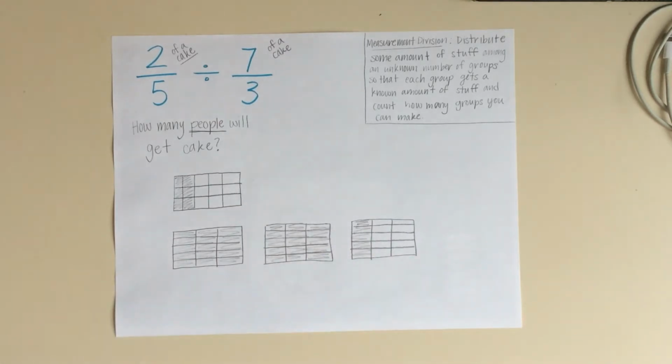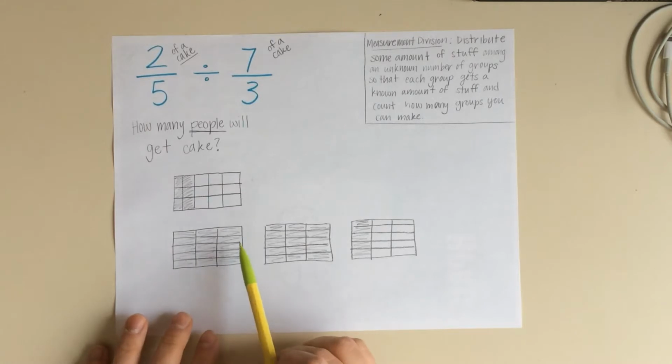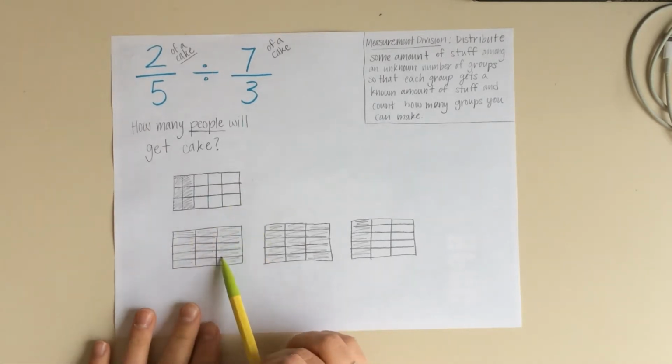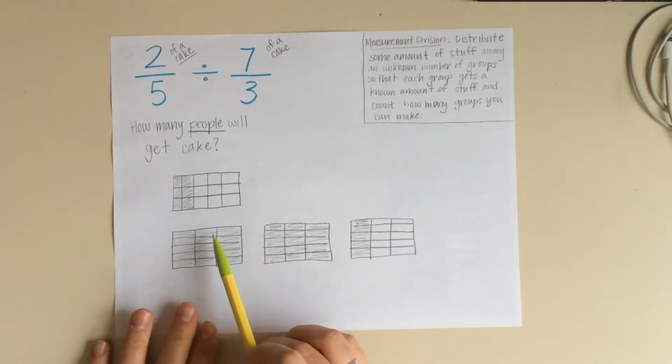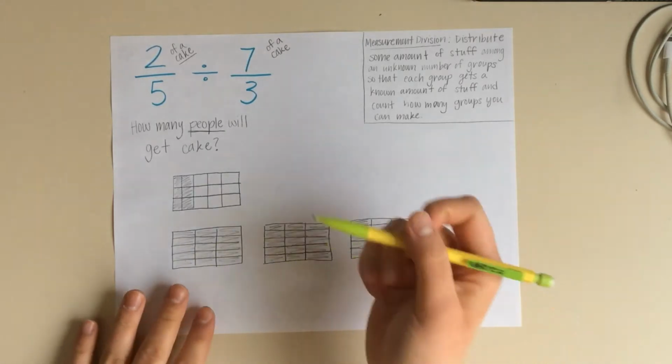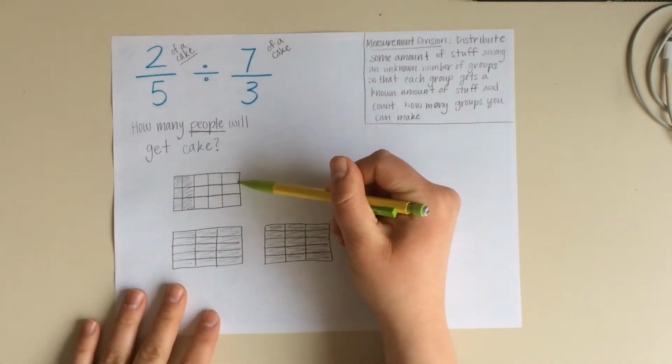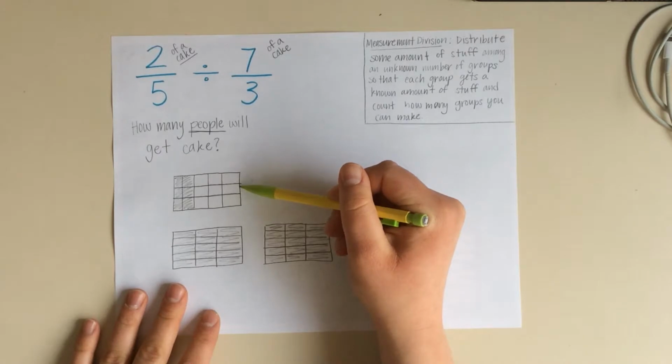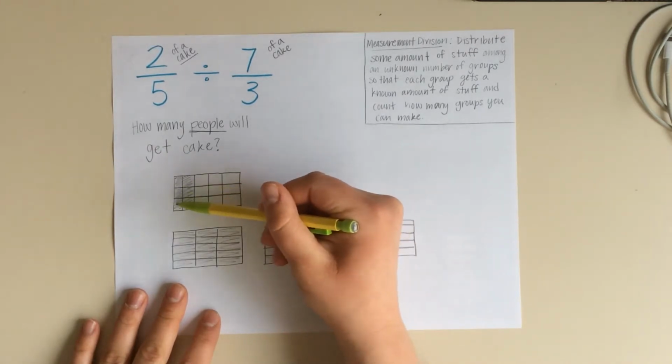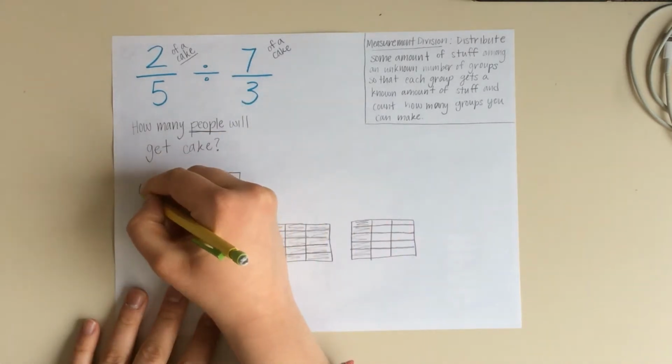So now, because we're working in measurement division, the best way to look at this is we're not necessarily going to ignore our denominator right now, but we're going to just look at our whole pieces. We're not going to necessarily look at these as fractions anymore. We're going to look at the pieces as a whole number. So if we first just look at how many pieces in this one cake are shaded in, we have 1, 2, 3, 4, 5, 6 pieces.